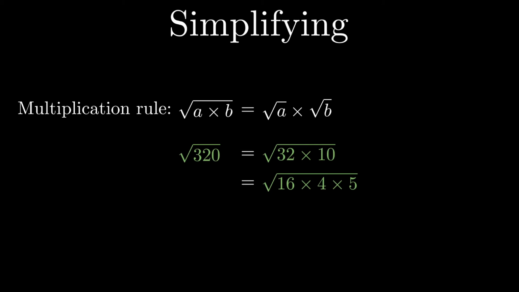split this up into square root of 16 times by the square root of 4 times by the square root of 5. As we know, the square root of 16 is equal to 4 and the square root of 4 is equal to 2. We get 4 times by 2 times by root 5, and our final answer is 8 root 5.